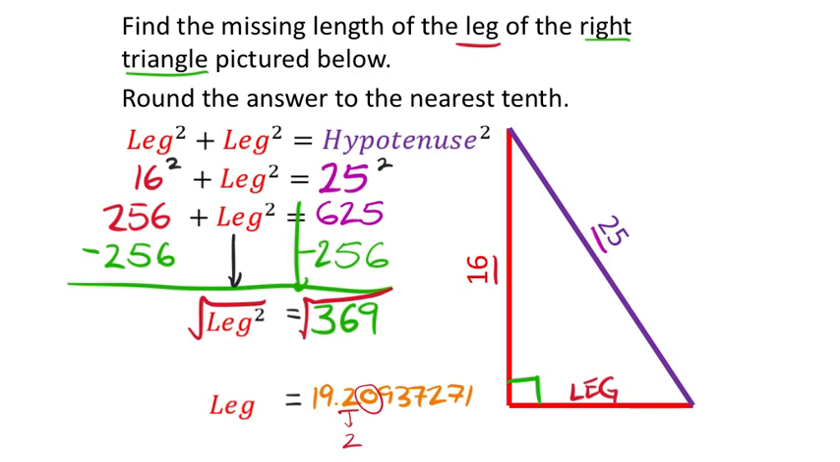And then my leg equals my final answer. I'll make that bigger. It's going to be 19.2. No label, because we don't know what the units are that are being used here. So I'm just going to keep it as 19.2.